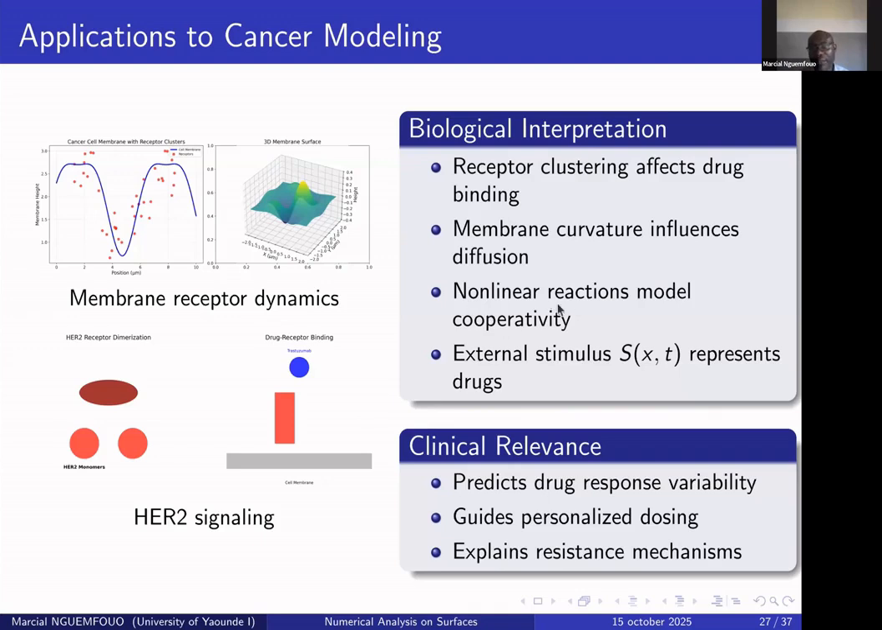The nonlinear reaction models cooperativity, and the external stimulus S(x,t) in our model represents drugs. The clinical relevance is that we can predict drug response variability, guide personalized dosing, and explain resistance mechanisms.